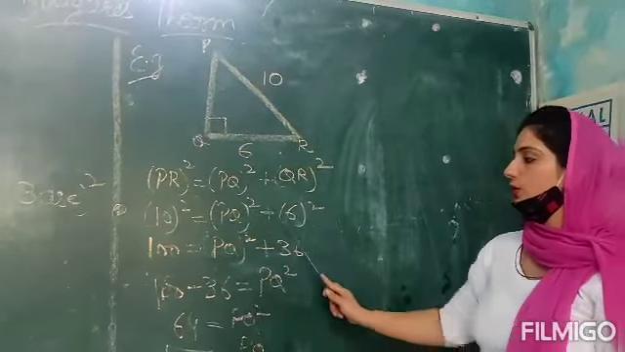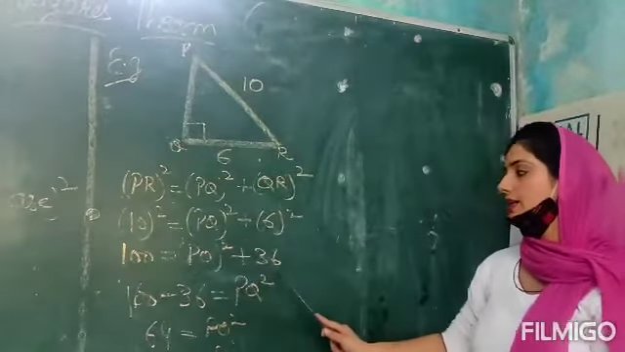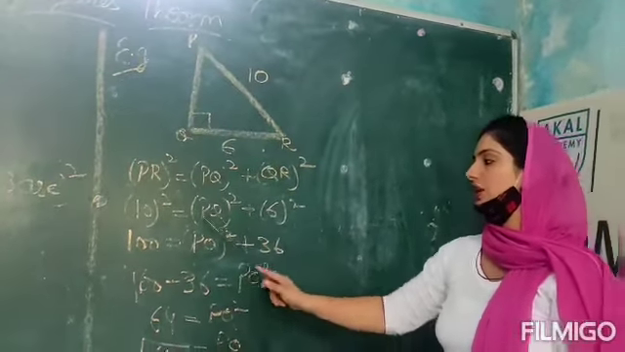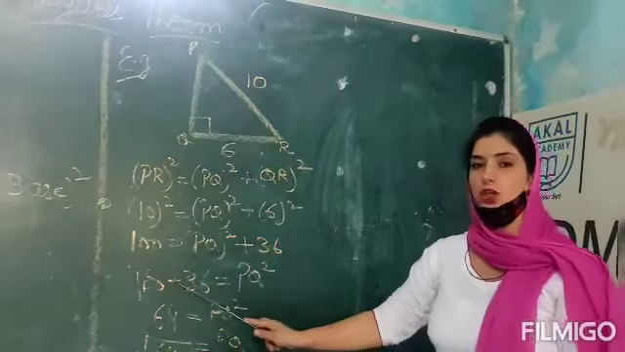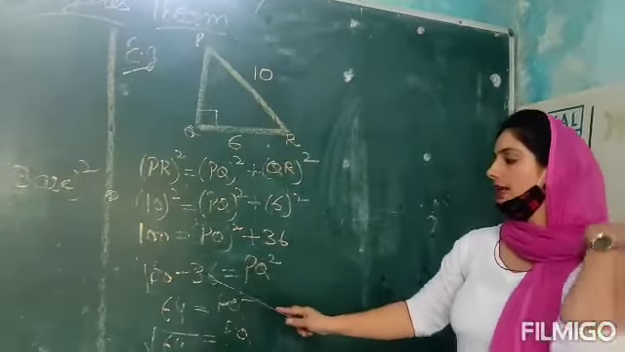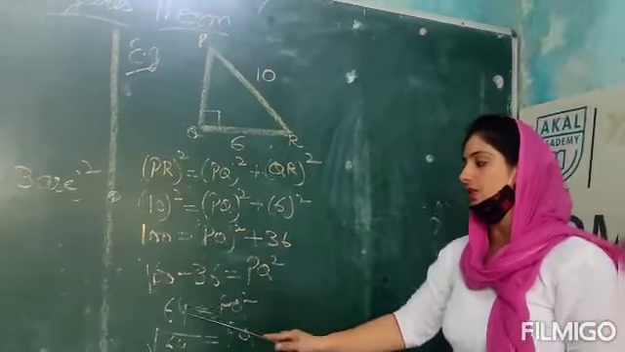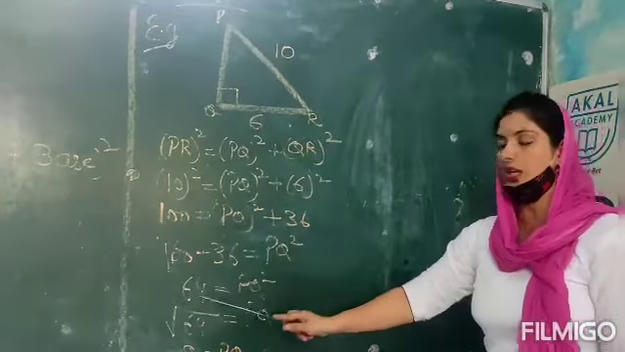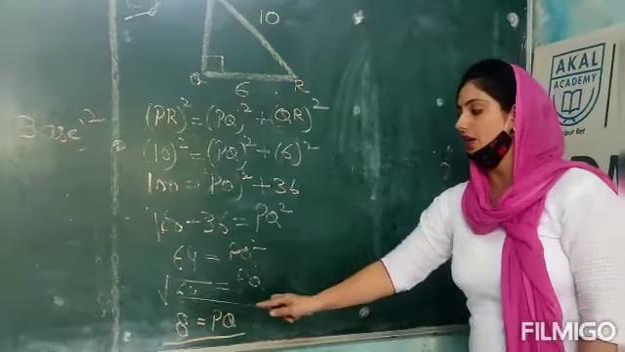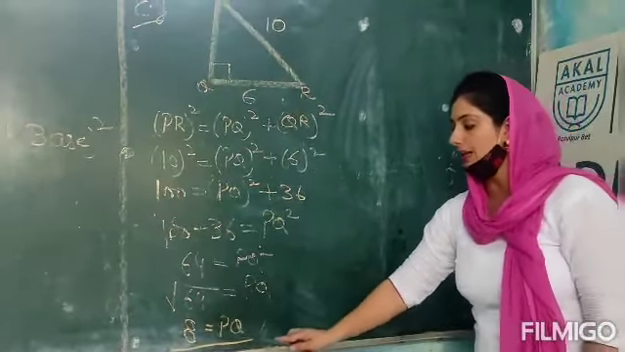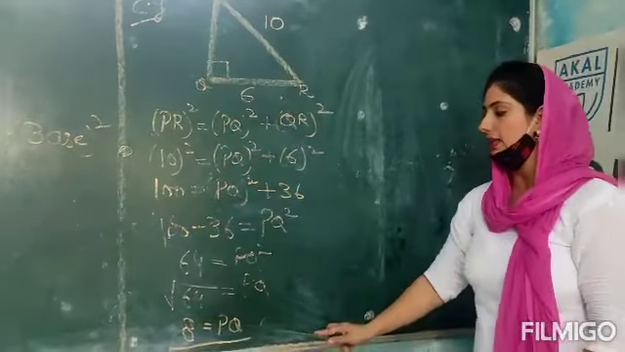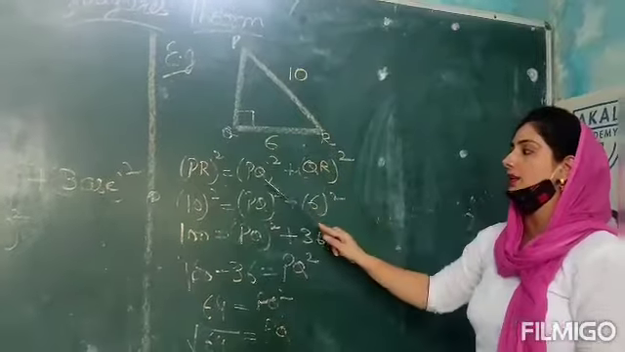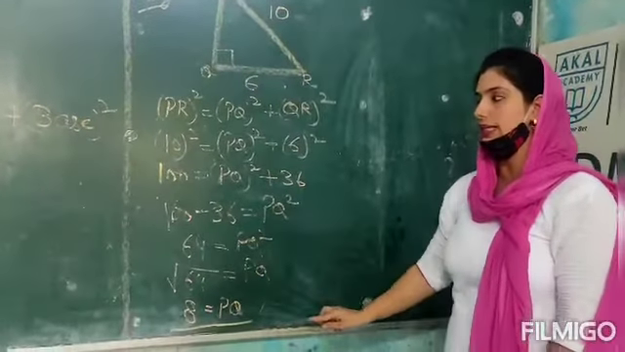We shift the value 36 to the left side. Its sign will change. The 36 has a positive sign. When we change the side, its sign changes into negative. 100 minus 36, we get 64 here. And here PQ square. Square changes into square root. When we find the square root of 64, we get the value 8. By this, we find the value of perpendicular side PQ by Pythagoras theorem, that is 8 centimeters.